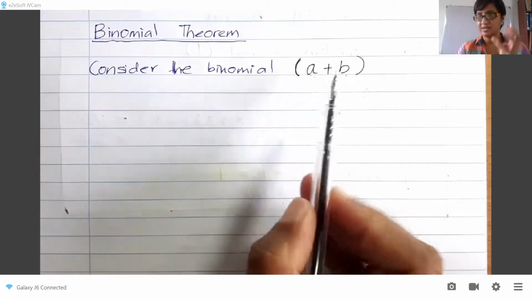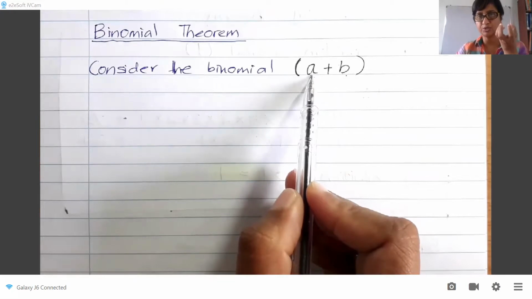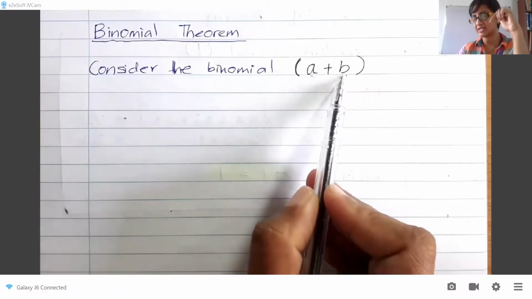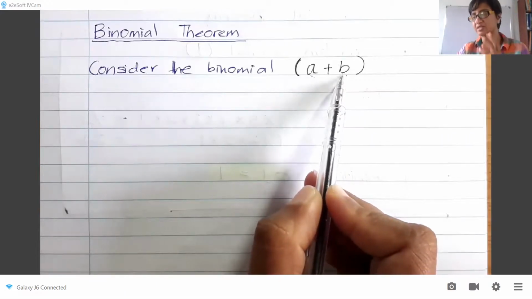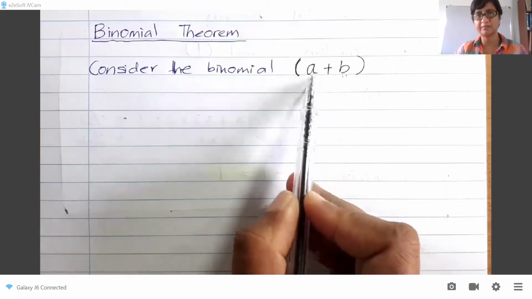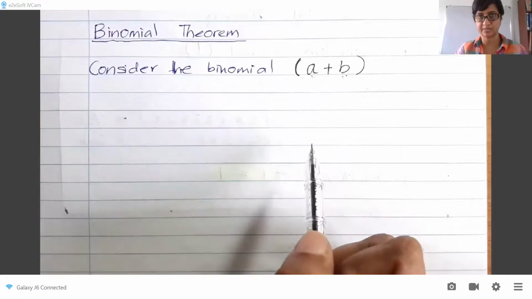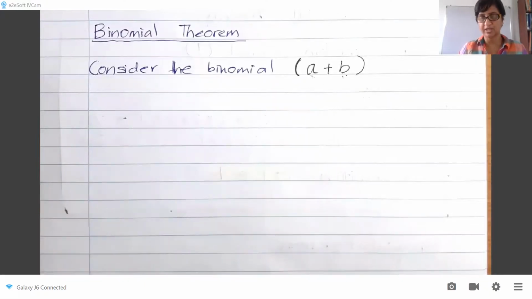Okay, so the symbol a I'm using to represent the first term, and the letter b I'm using to represent the second term in your binomial. This a and b can be any two terms. So we are doing this in general. We are going to see whether we can identify some pattern going on here, and whether we can derive this on our own. So consider the binomial a plus b.